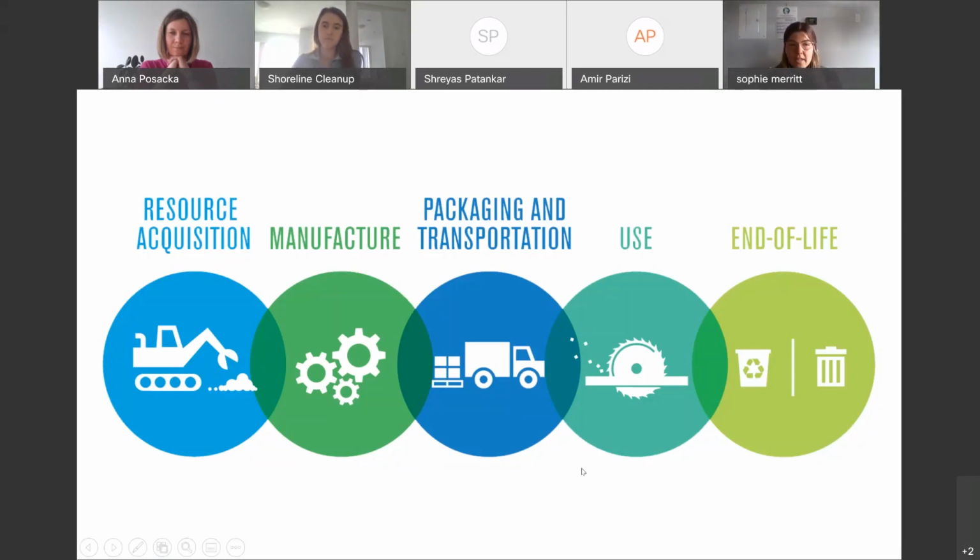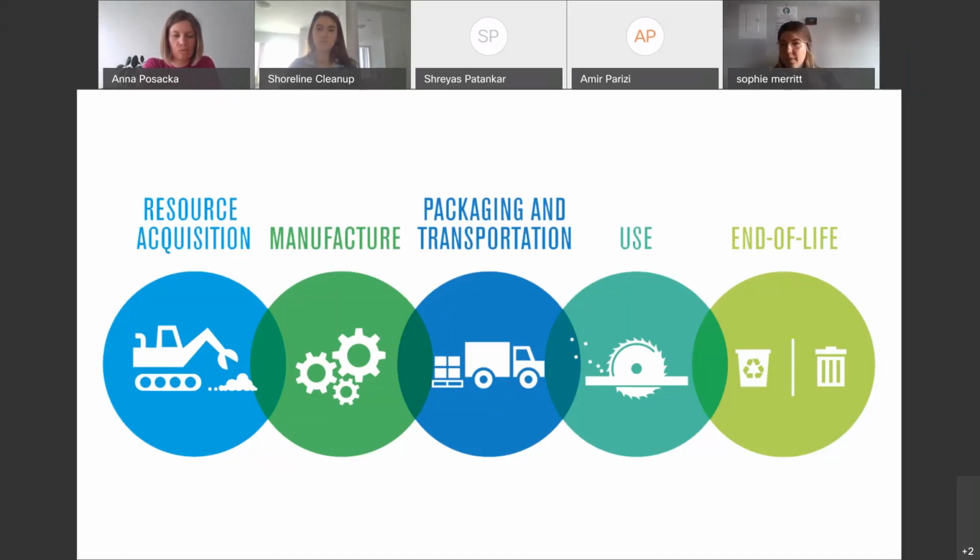So what we've done is that we actually make all our potential suppliers fill out a life cycle analysis questionnaire to assess their product's environmental impacts. And we won't work with suppliers if it's clear that they haven't thought about sustainable design or the end of life of their products.